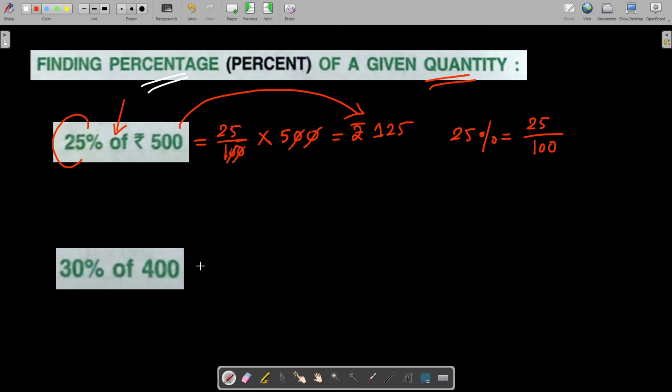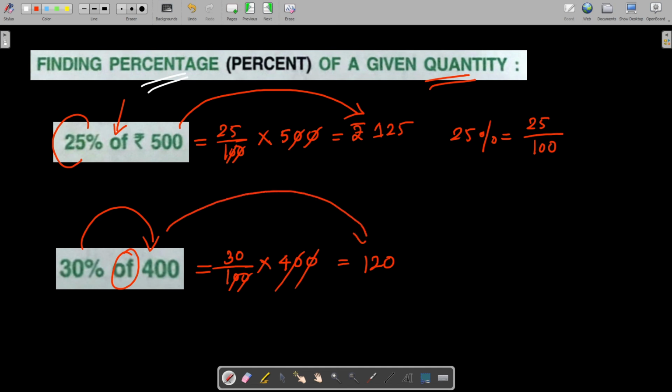Let's try another question. It's given 30% of 400. Again, we'll do the same thing. 30% we will write 30 by 100. In place of the 'of' we will write the multiplication sign, then we will write the quantity. The zeros get cancelled. 30 into 4 is 120. What does it mean? 30% of 400 is 120.